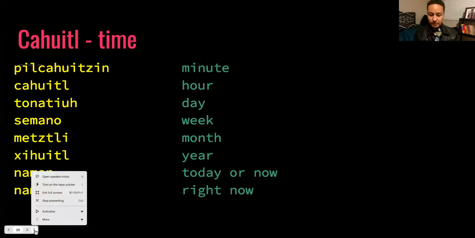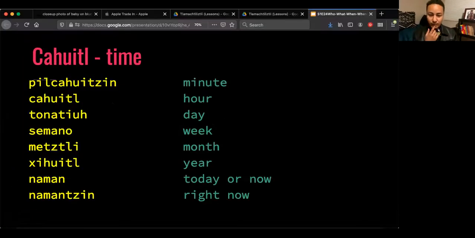So for example, if you want to start with minute, it would be pilkawitzin. For hour, it's kawit. Tonati is day. So it literally translates as sun, tonati. So it does mean sun, but it also means day. So se tonati, 1 day. Ome tonati, 2 days. Egi tonati, 3 days, etc., etc.